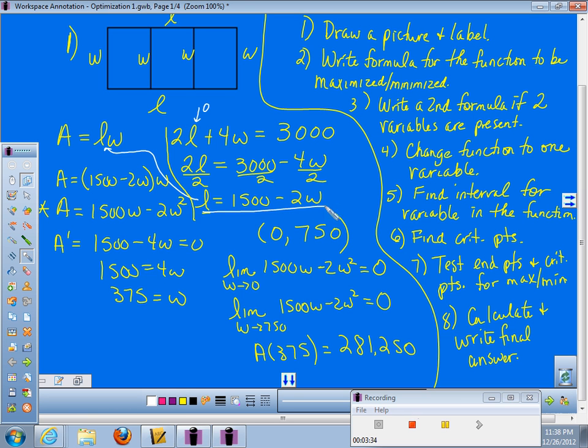This L equals 1,500 minus 2W. Well, let's find length. So I'm going to put 375 in there. 2 times 375. And you're going to discover we're going to come up with a length of 750. So therefore, the perimeter of our particular rectangle should have a length of 750 feet by a width of 375 feet. And you have solved your first optimization problem.